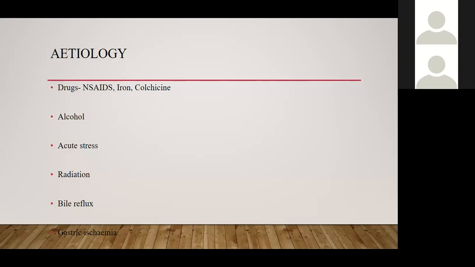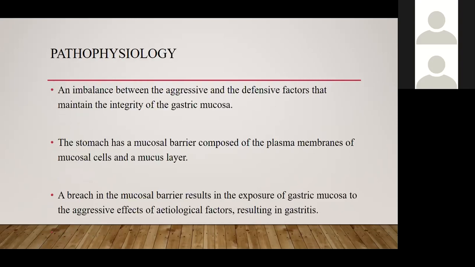Acute stress can cause inflammation of the stomach. Exposure to radiation, bile reflux, and any condition that causes poor blood supply to the mucosa of the stomach can also lead to gastritis.